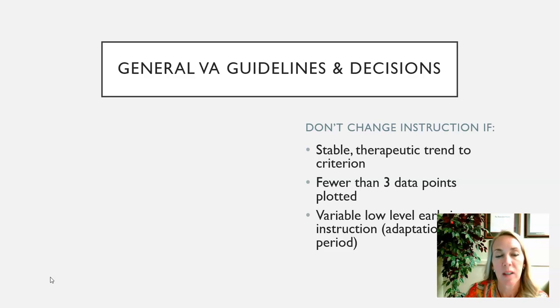But you want to have at least 3 data points plotted so that you can show a trend. And variable low level early in instruction might indicate an adaptation period. So you want to give it a little more time.